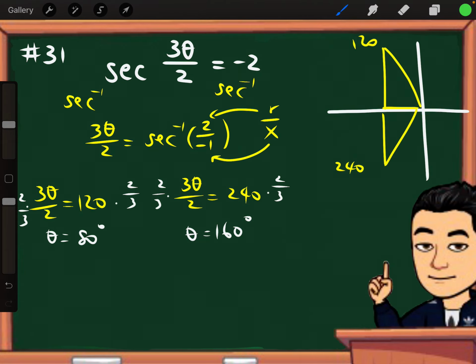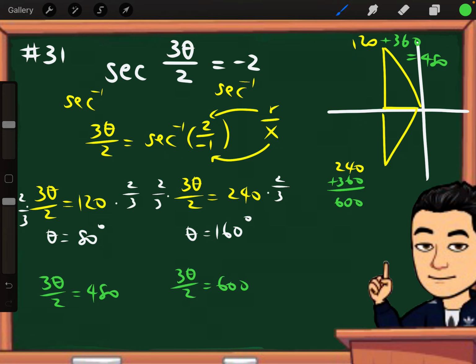We have to do a little more than that. So we have to try and see if the second spin of the angles are also going to be part of our solutions. So let's try adding 360 and see what happens here. So I'm going to get 480, and if you add 360, you're going to get 600. So 3 theta over 2 equals 480, and then 3 theta over 2 equals 600. So I'm going to go ahead and multiply 2/3 on both sides and see what's up.